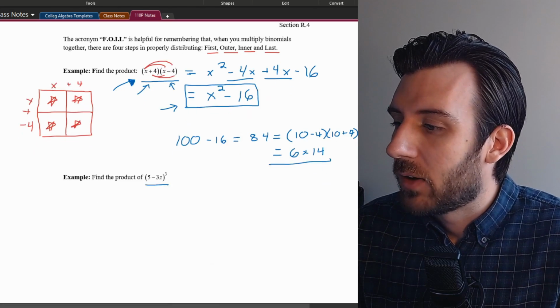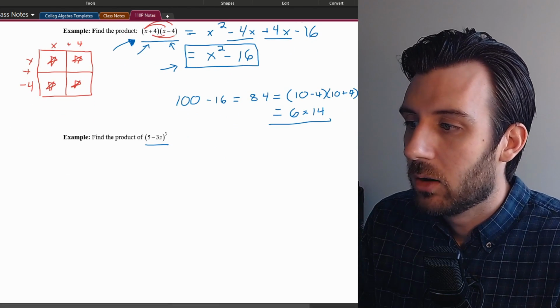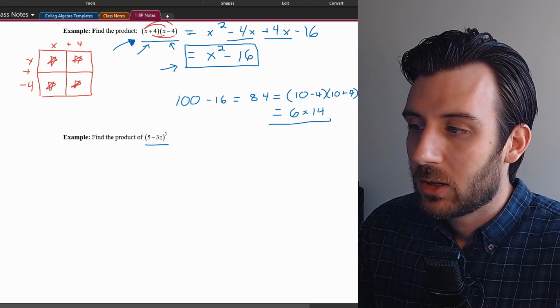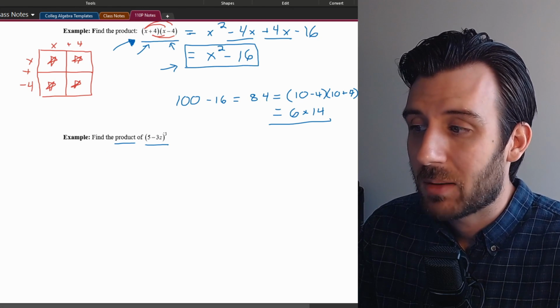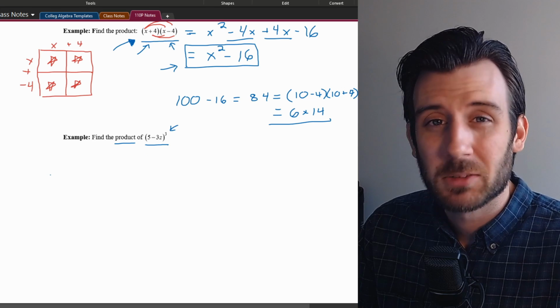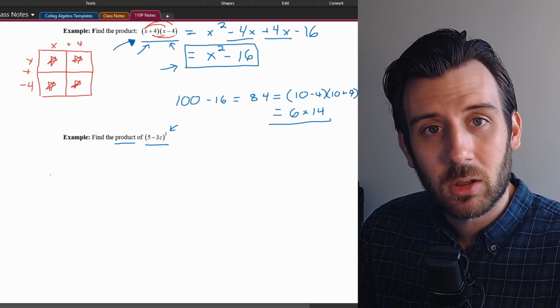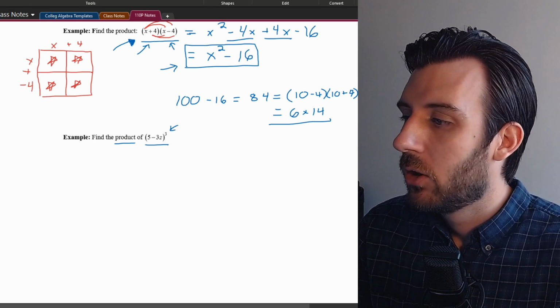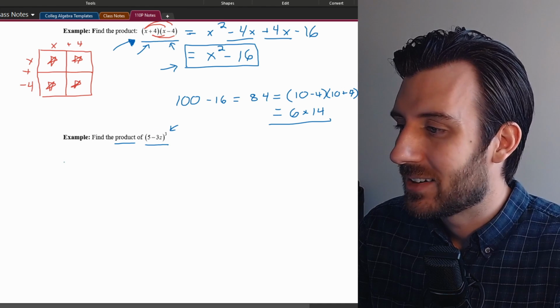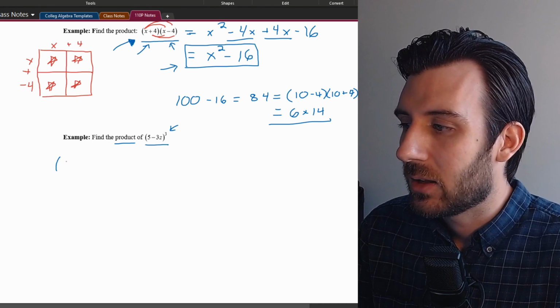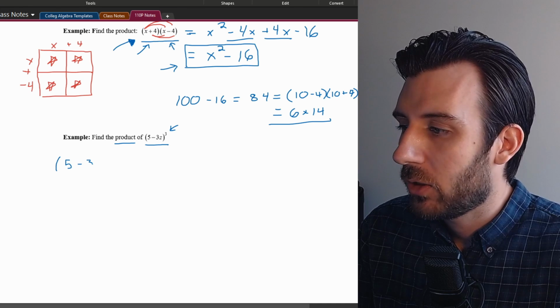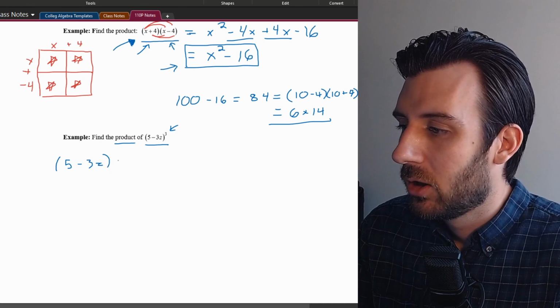If I was asked to find the product of 5 minus 3z to the third power. Well, we got a little bit of a hint here. It is a product, and that product is because I have an exponent. Exponent means multiply something by itself a certain number of times. So I always find it helpful whenever I see an intimidating problem to write this into a slightly more familiar format.